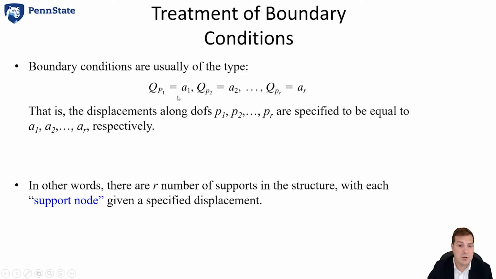So boundary conditions are specified in terms of displacements, right? We have the displacement at point 1 equal to some value, let's call it A1, and so forth, all the way to Q at point R equal to A sub R. The displacements along the degrees of freedom, P1, P2, all the way to PR, are specified to be equal to the A's. In other words, there are R supports in the structure, and each support node has a given specified displacement.